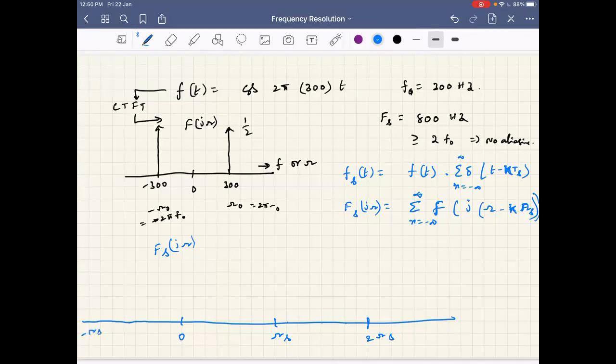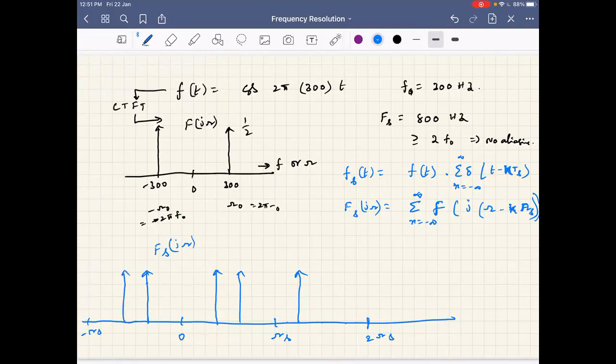minus omega s. So you have here the same signal at minus omega naught and omega naught. Here again minus omega naught and omega naught. Like this. So now if you see the signal, again minus omega s, it keeps repeating. Where does it keep repeating?